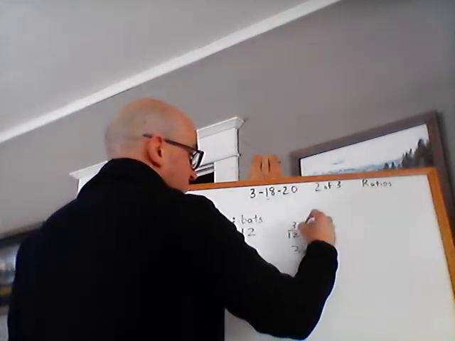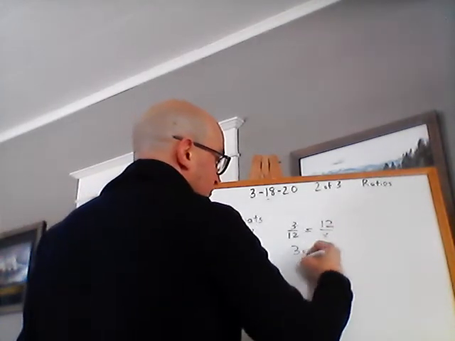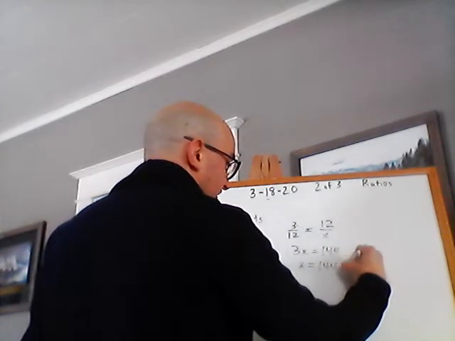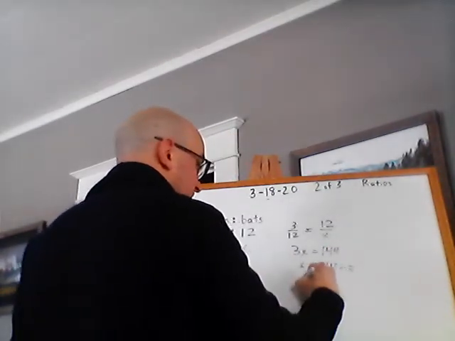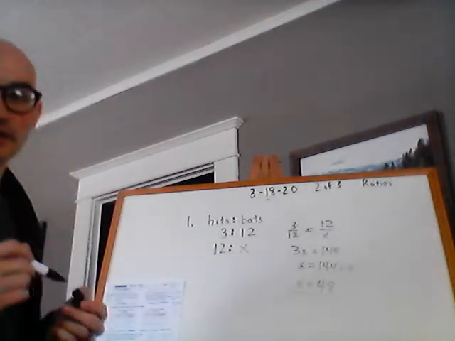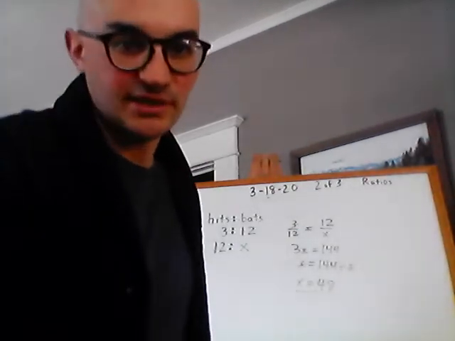3x equals 12 times 12 equals 144. X equals 144 divided by 3, or x equals 48. He needs 48 at-bats to get 12 hits. So pause to reset.